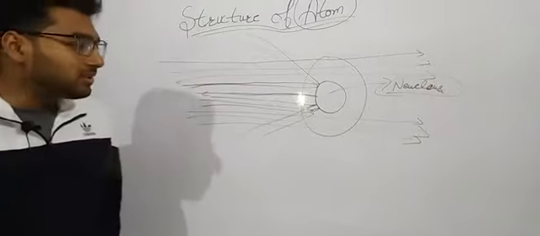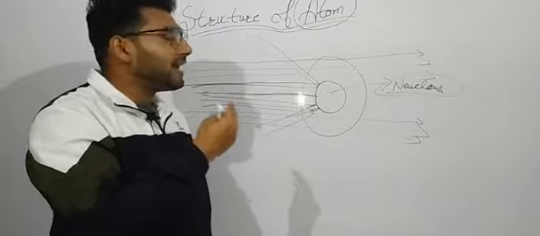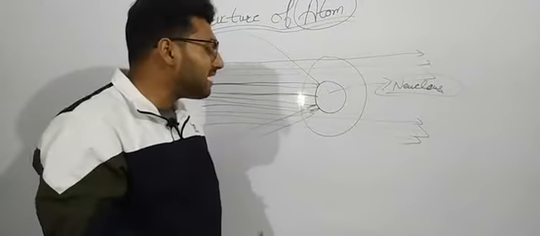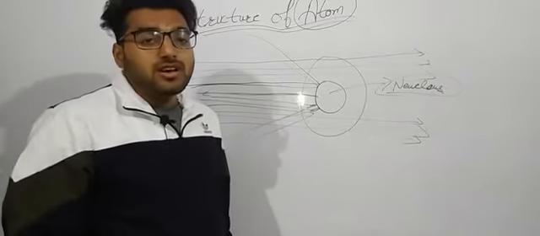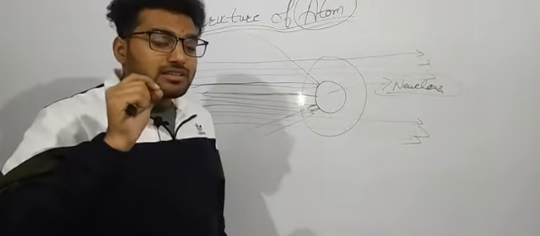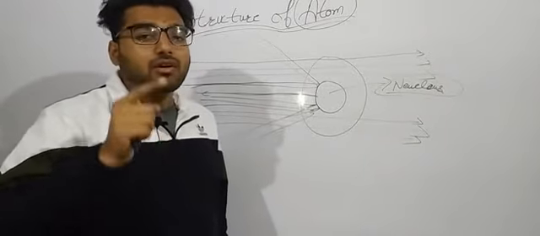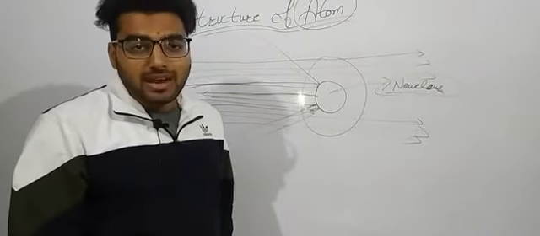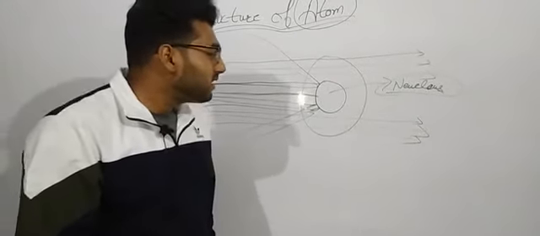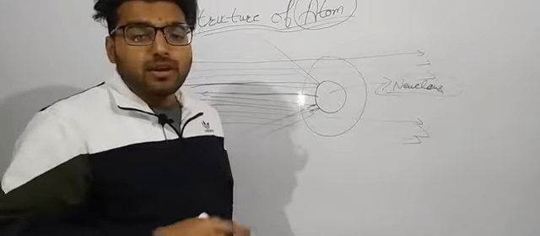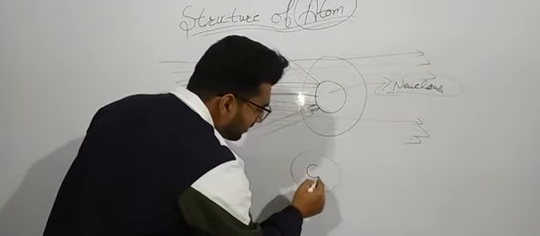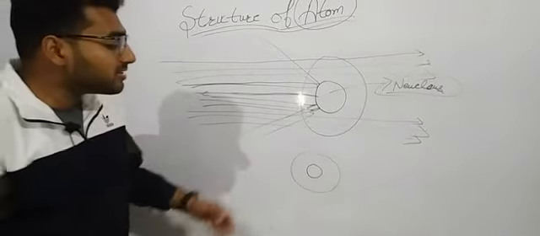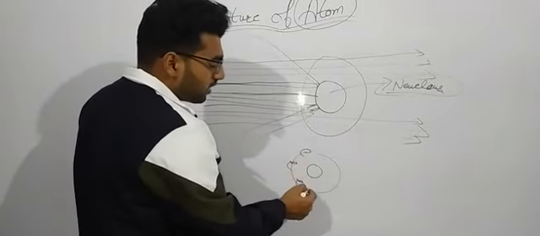So what is the total explanation of atom according to Rutherford? He said that in an atom there is a positively charged particle inside. It is called the nucleus and it has the whole mass of the atom. Yes, and the electrons are revolving around it. Like this, he said that this is an atom, this is a positively charged nucleus and electrons are revolving around the nucleus.